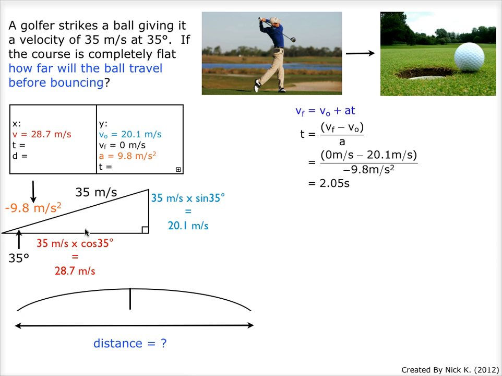Now since this is only the time it takes to get from here to here, to get the time it takes from here to here, we must double it, so the total time equals 2 times 2.05 seconds, which will give us 4.1 seconds.